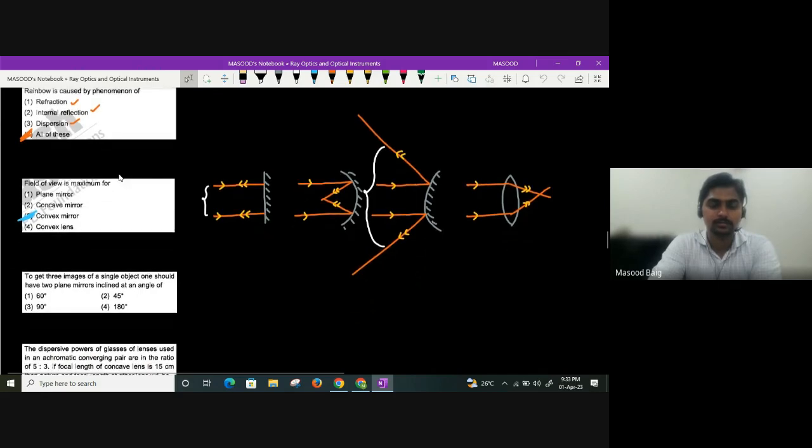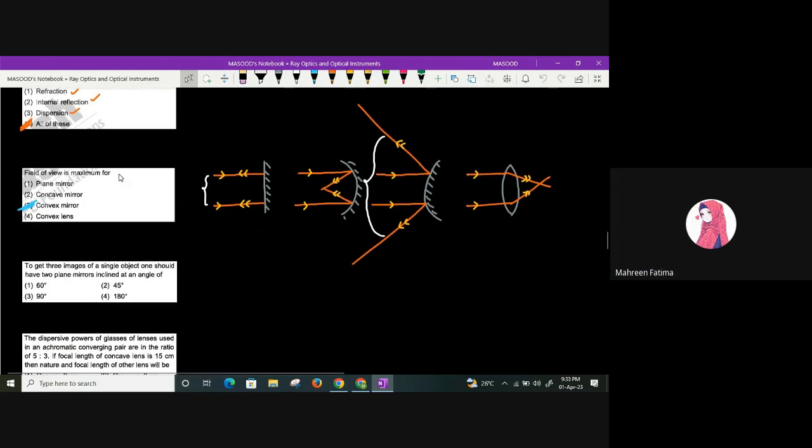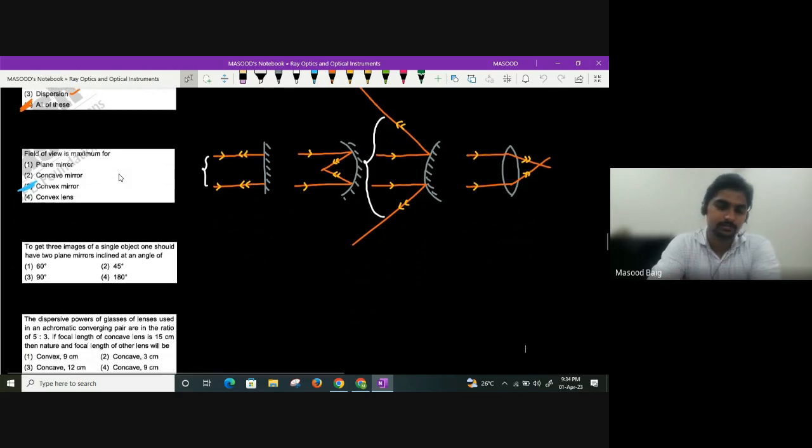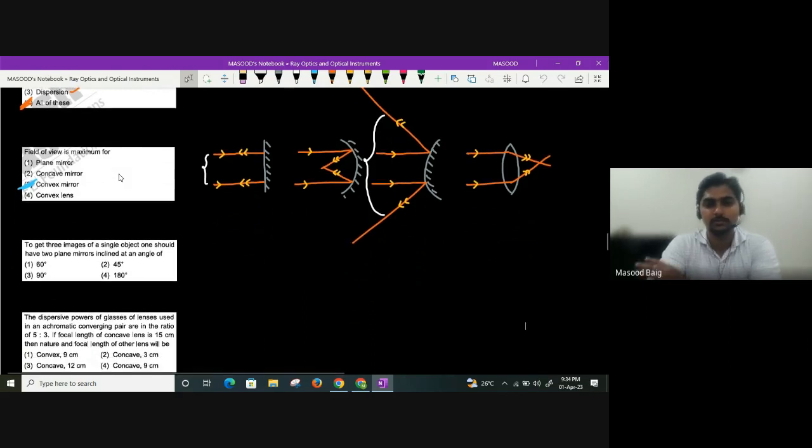Is that clear? Yes, sir. When you are comparing a convex mirror and a concave lens, then depending on the curvature, we will see whether the field of view for the convex mirror is more or the concave lens is more. If I take equal curvature, they both are going to have the same field of view in general. But usually we cannot say that. We have to definitely compare their curvatures.